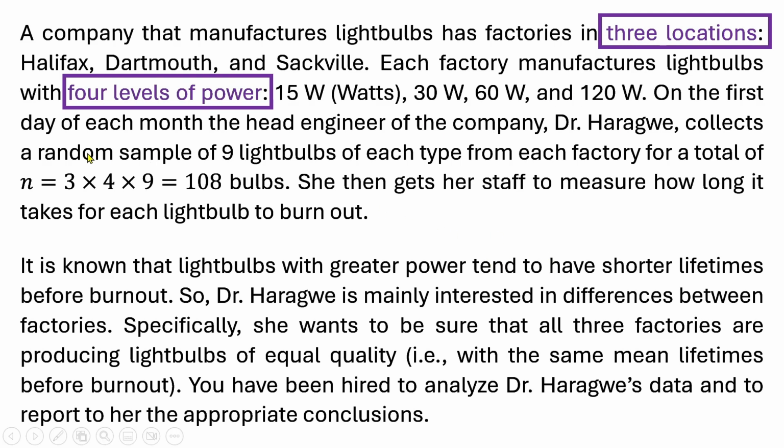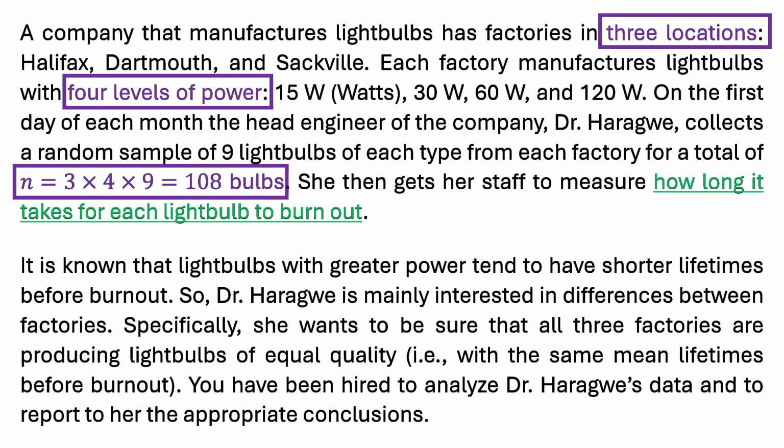We're imagining that on the first day of each month, the head engineer of the company, Dr. Haragwe, collects a random sample of 9 light bulbs of each type from each factory for a total of 180 bulbs. She then gets her staff to measure how long it takes for each light bulb to burn out. So we have a sample size, and we have our quantitative variable, which is the time it takes for a light bulb to burn out.